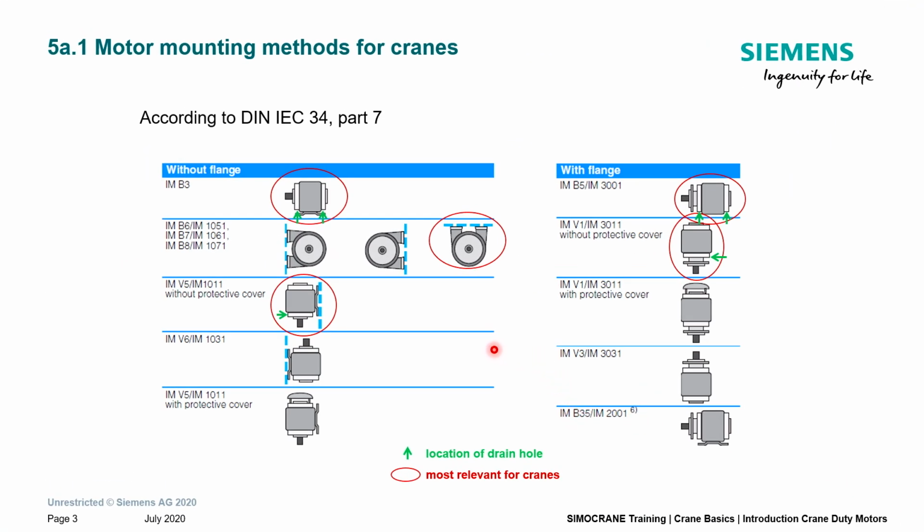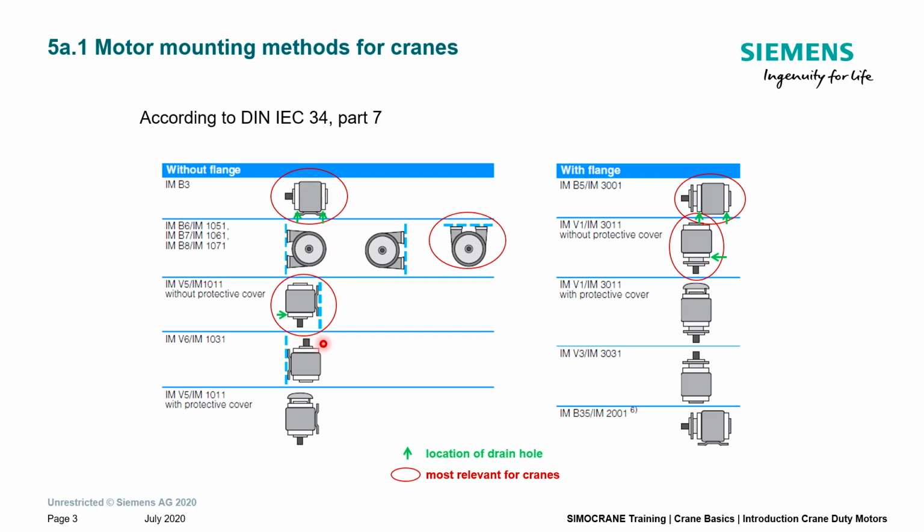For example, if you order a motor for mounting type IMV5 and afterwards you make some changes and mount this motor like IMB3, then the drain hole, indicated by this green arrow, would not be at the deepest point where it should be in order that the water can go out, but it would be in the opposite position, on the top of the motor.